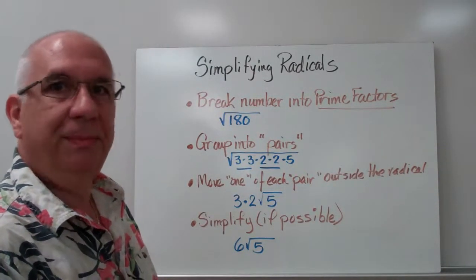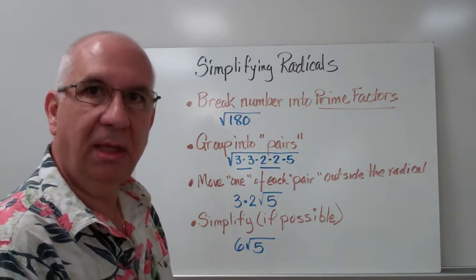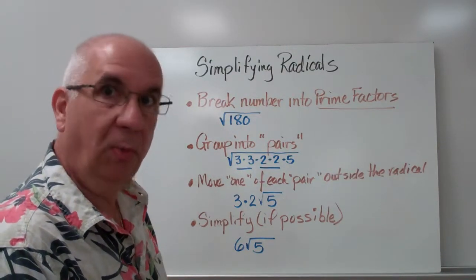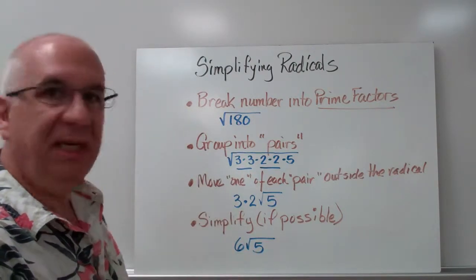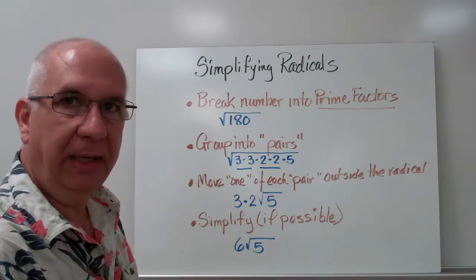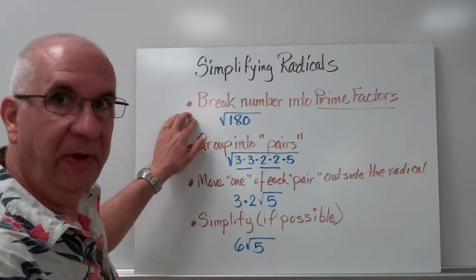Our next lesson is on simplifying radicals. We practiced this a little bit in the last lesson, but we're going to work more on it in this lesson. There are 4 basic steps for simplifying a radical. The first thing you need to do is break the number into prime factors.